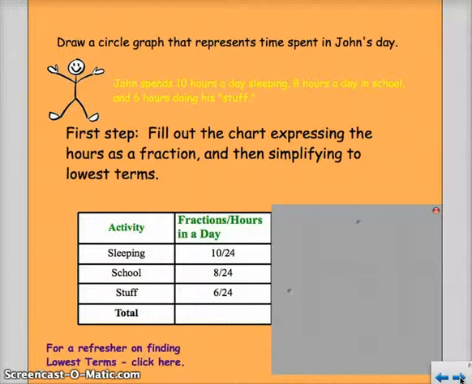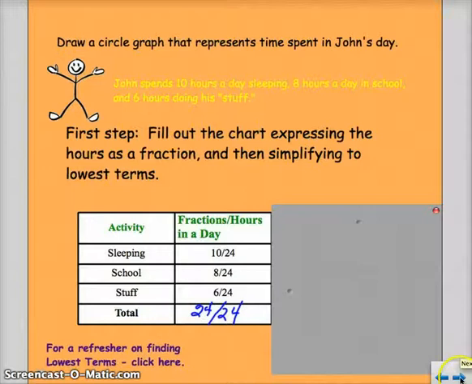The first thing we have to do is fill out a chart that expresses the hours as a fraction, and then simplify those fractions to lowest terms. You can see the chart speaks for itself. 10/24 sleeping, 8/24 of his time spent in school, 6/24 of his time doing other stuff. If you were to add those fractions, which we can do easily because of like denominators, we can see that 10 plus 8 is 18, plus 6 is 24/24, or 1, which would always be the case there.